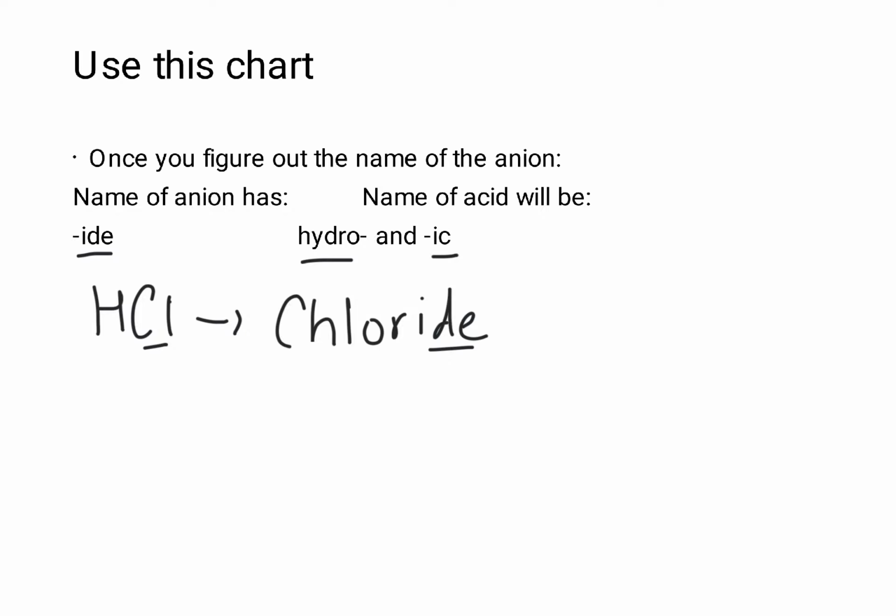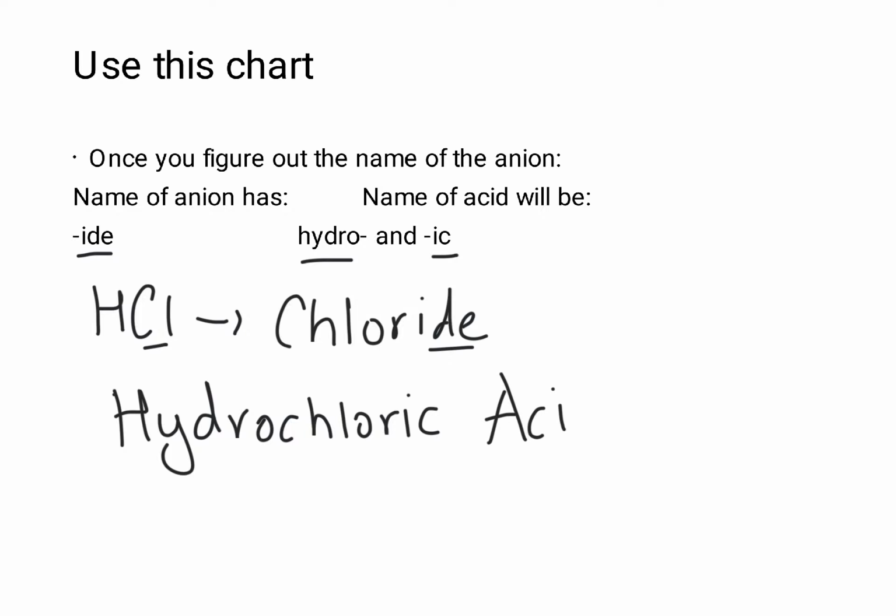Now, according to this information, "ide" needs to have a prefix hydro. So that's what you start the name with, hydro. And because it is chlorine, you take the root of the word, chlor, and then you end it with "ic." So that you get the word hydrochloric. And of course it's an acid, so you need to write that at the end. So it's hydrochloric acid.